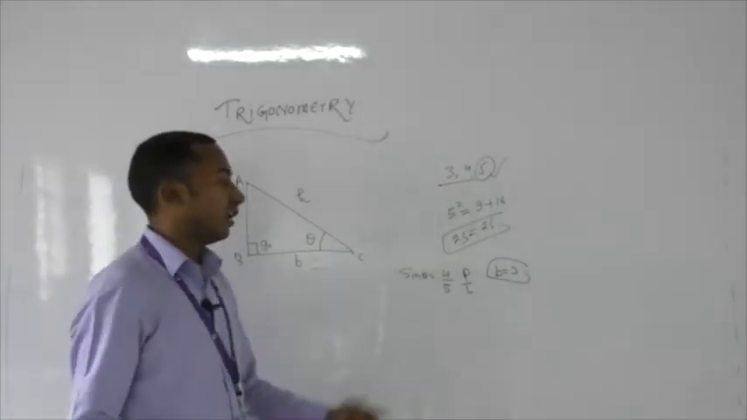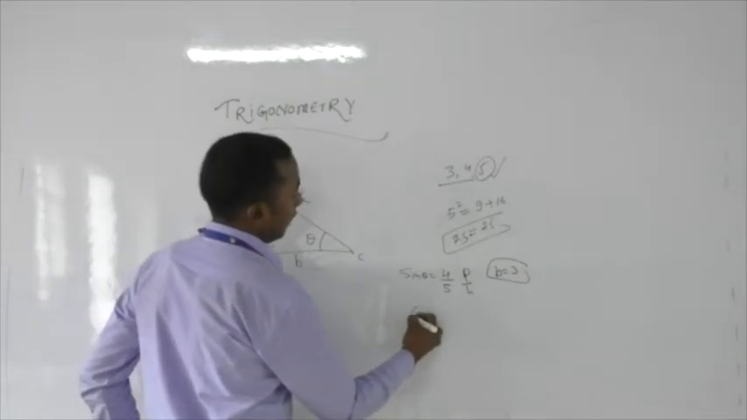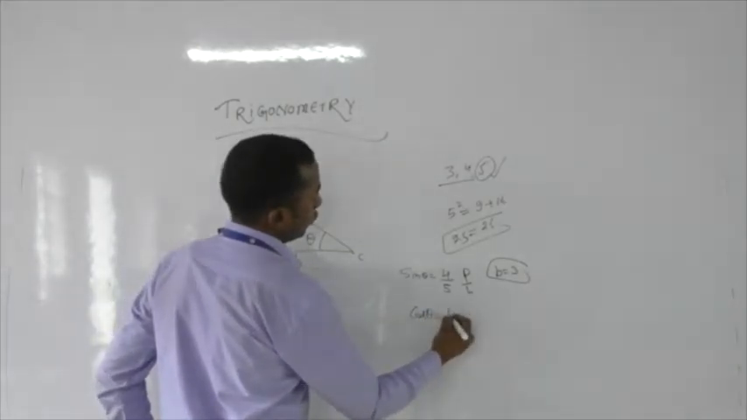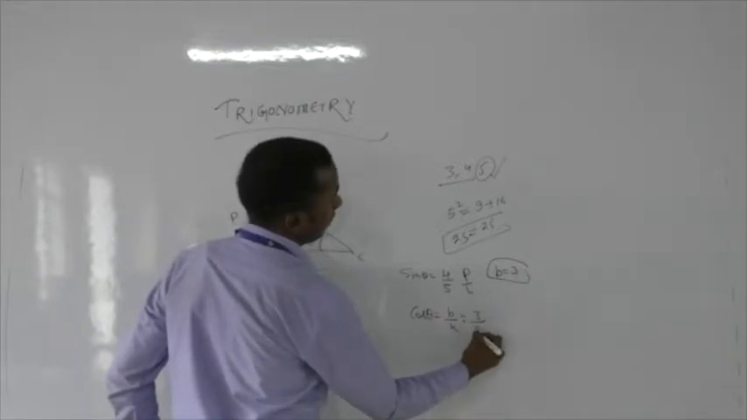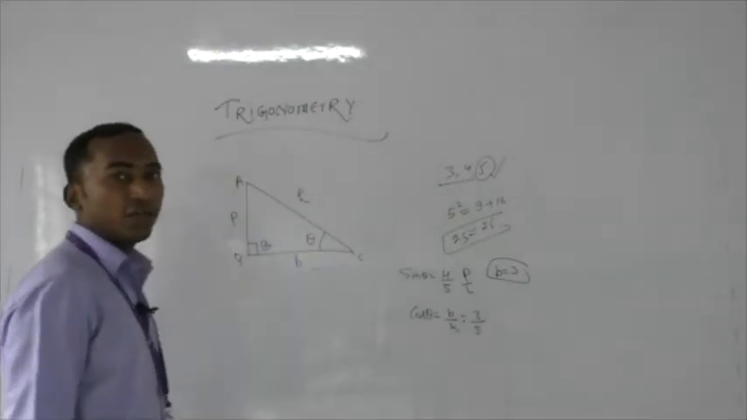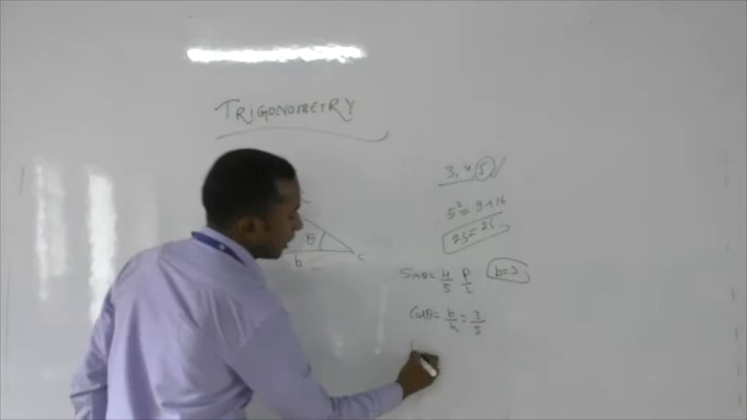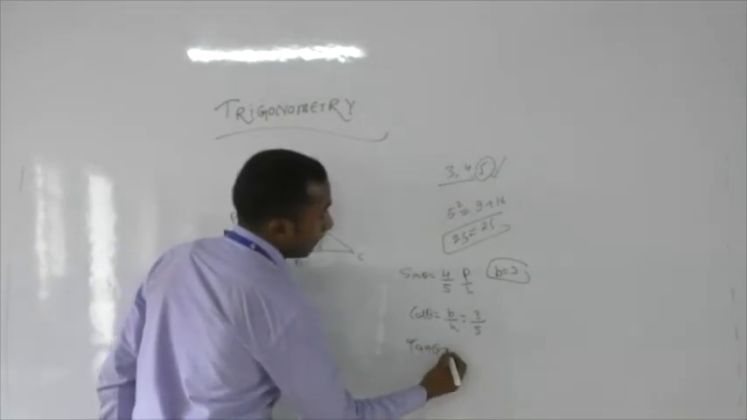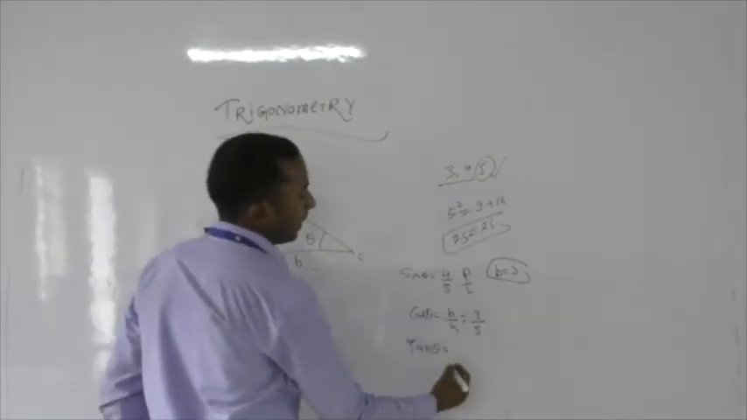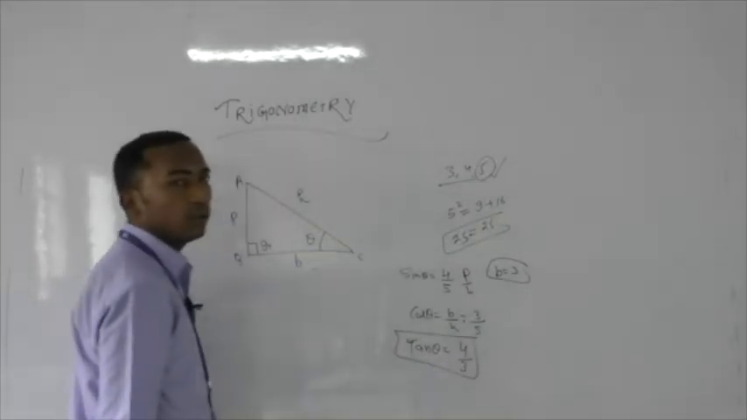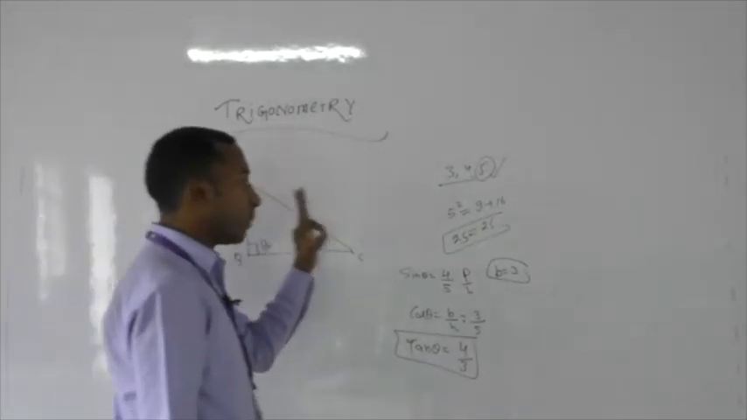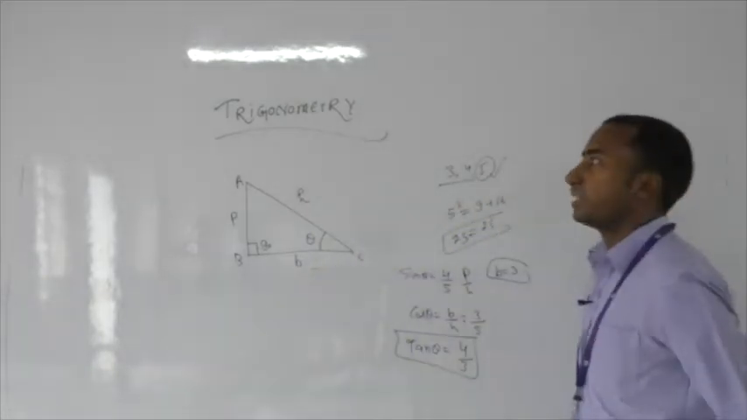So base is 3. Now, if I am telling you to find cos theta, you know cos theta is equal to base by hypotenuse. Base is 3 and hypotenuse is 5. That is cos theta. If you want to find tan theta, it is perpendicular by base. What is the perpendicular? 4. What is the base? 3. So tan theta is equal to 4 by 3. So it is very important to remember this Pythagorean triplet.